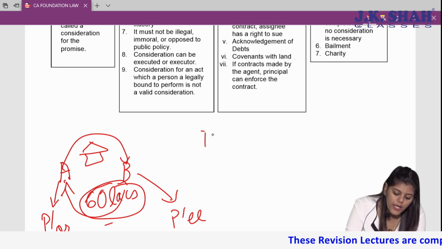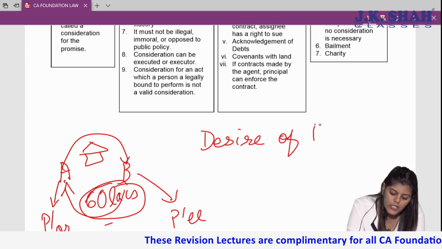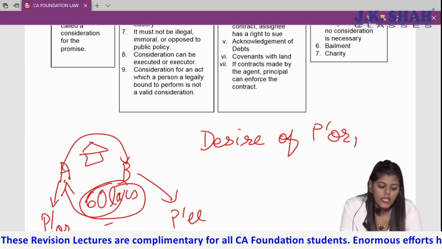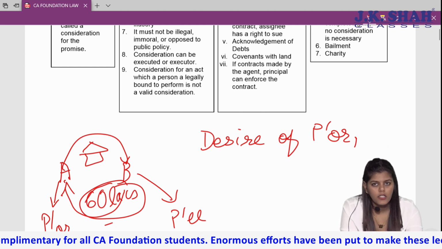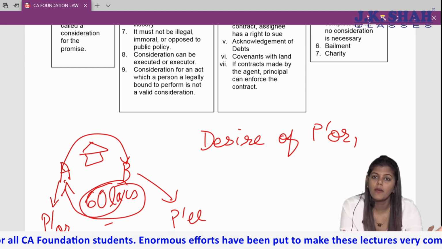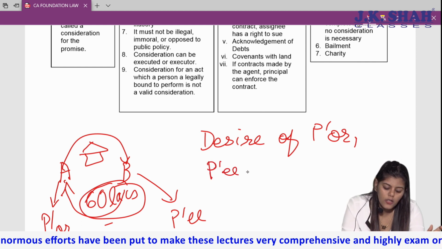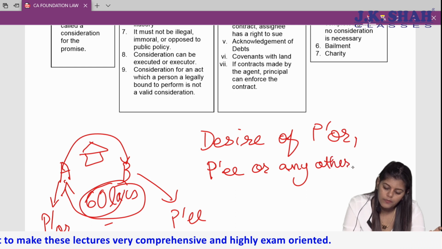That means it will be at the desire of the promisor. Who will pay this? B. Can his friend pay? Yeah. Can his wife pay? Yes. A will be like, as long as I am getting money, I am okay. So it can be given by the promisee or any other person.